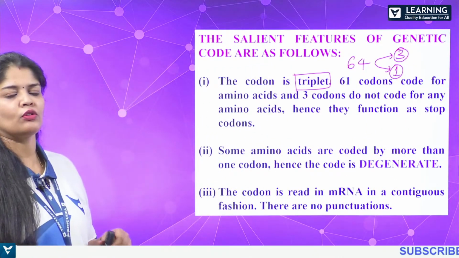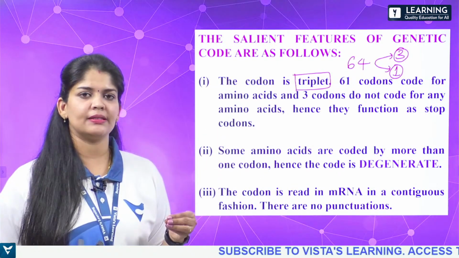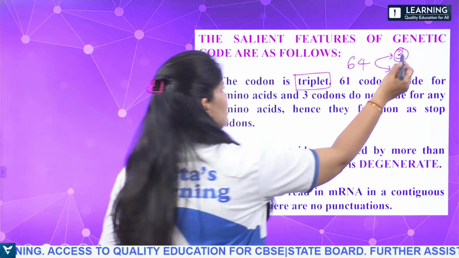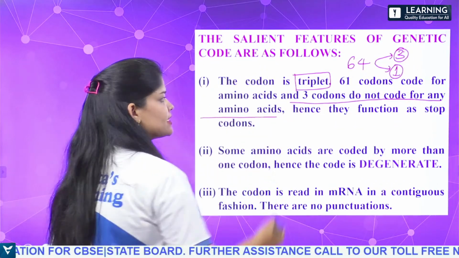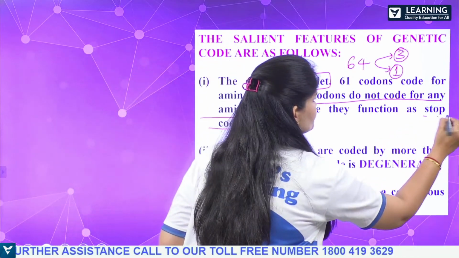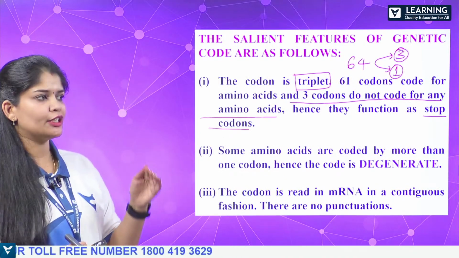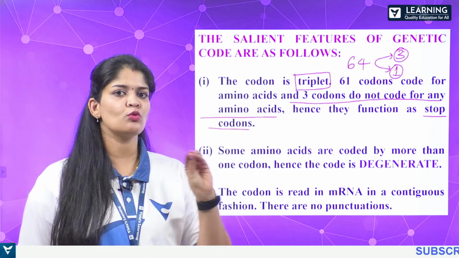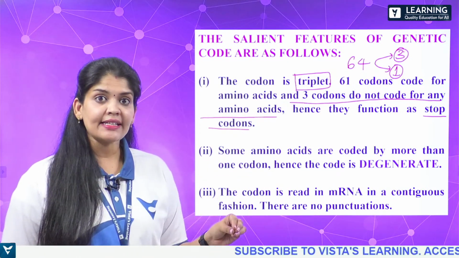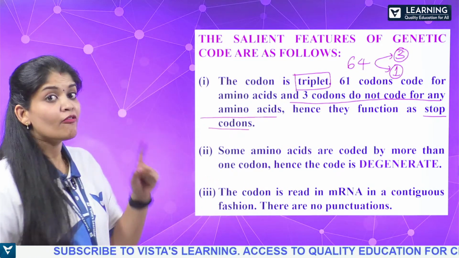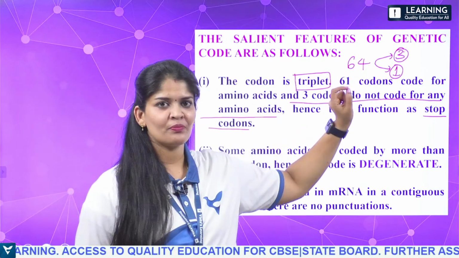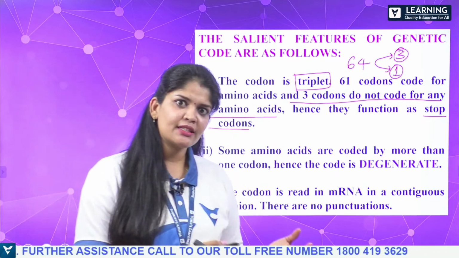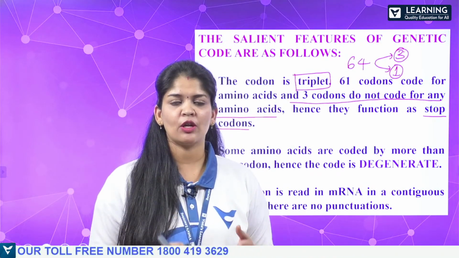3 codons code for nothing. They code for no amino acids, and that is why we call them stop codons. 61 codons code for amino acids, whereas 3 codons do not code for any amino acids, hence they function as stop codons, like UAA, UAG and UGA. These are the 3 codons which code for no amino acid. Now, of the 64, 3 act as stop codons and 1 will act as a start codon. This start codon initiates the process, as well as codes for another amino acid, and that amino acid is methionine.